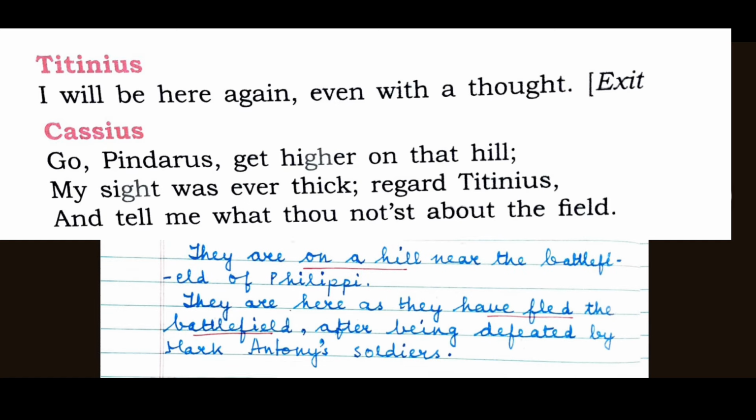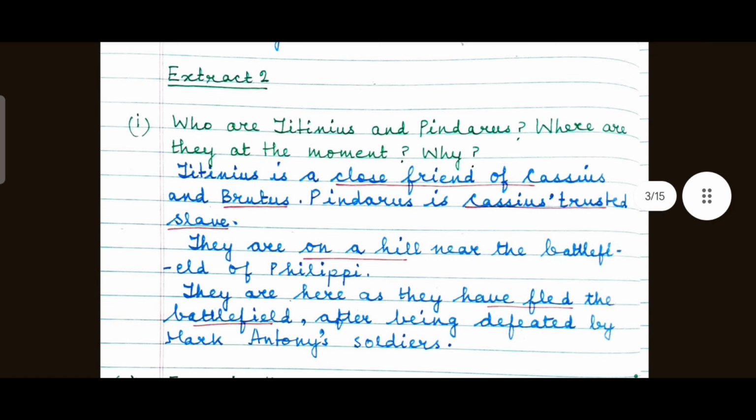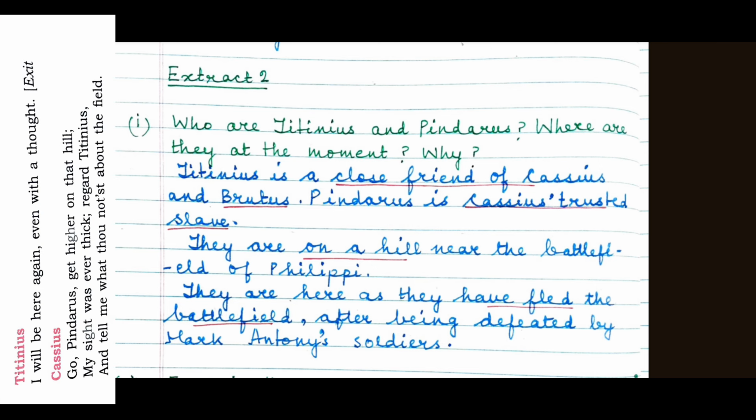Who are Titinius and Pindarus? Where are they at the moment? Why? 3 subparts, 3 paragraphs. Titinius is a close friend of Cassius and Brutus. Pindarus is Cassius' trusted slave. Finished, first part. Where are they at the moment?